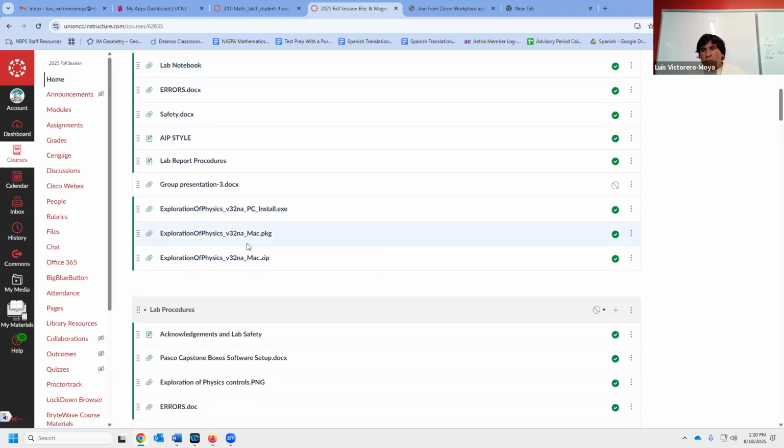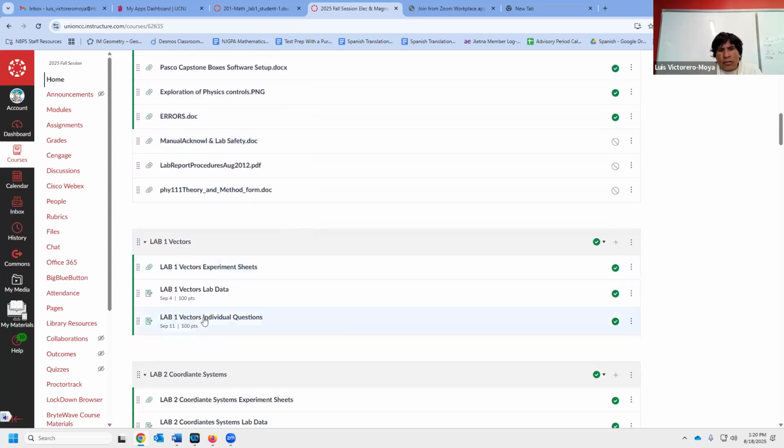And I'm still gonna leave the exploration of physics in here, but you're gonna find that a lot of the labs will have 2 versions. So you have the online version and the exploration physics version. So you can use either of those for the Ohm's law, circuits, capacitors labs.